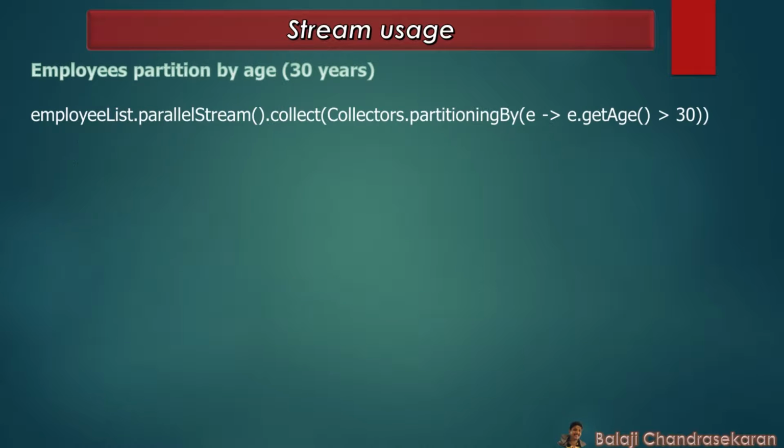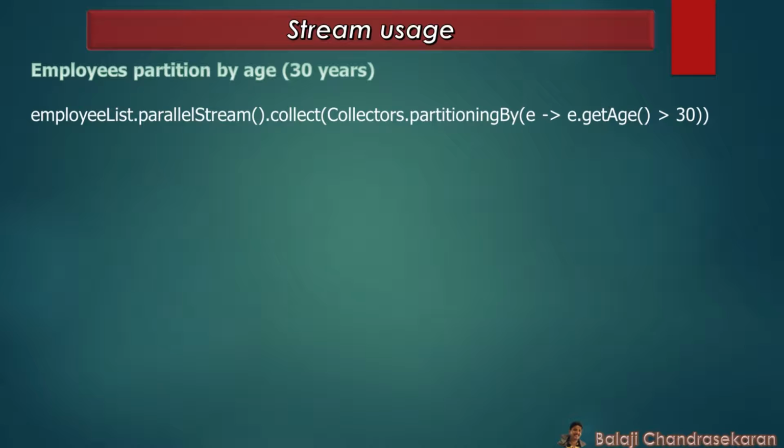The partitioningBy method in the Collectors utility class partitions the elements of the stream into two groups based on a given predicate. In my given example, the parallel stream creates a parallel stream of employees. The partitioningBy method partitions these employees into two groups based on whether their age is greater than 30. It takes a predicate which tests whether an employee's age is greater than 30. This method then partitions the stream elements based on the results of this predicate.